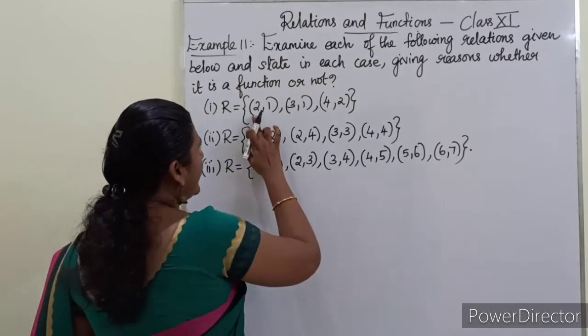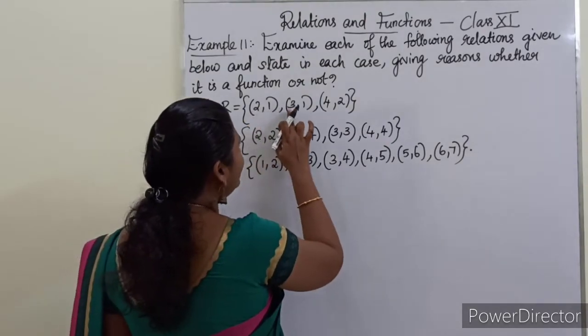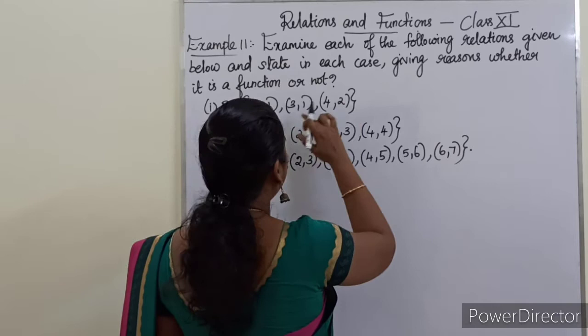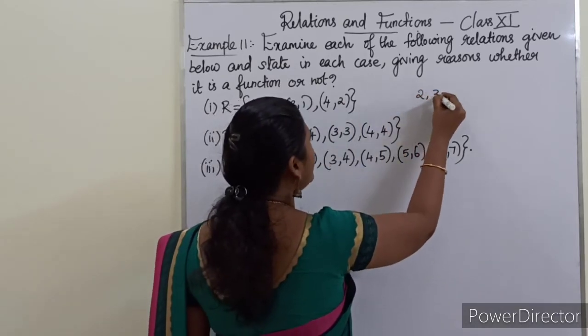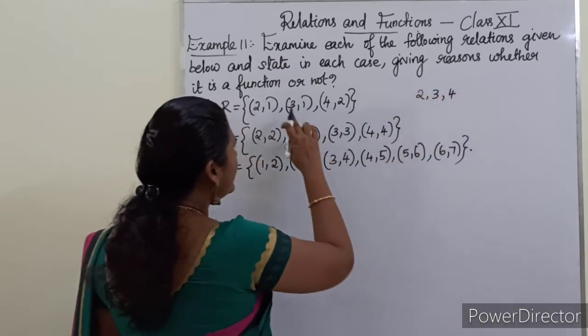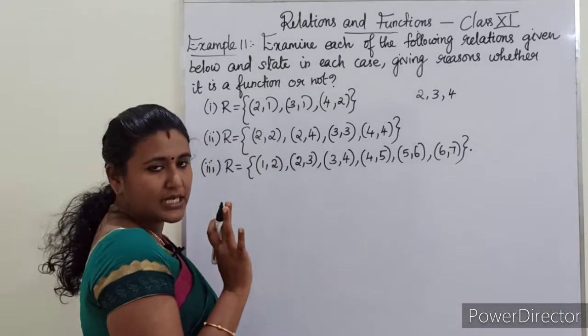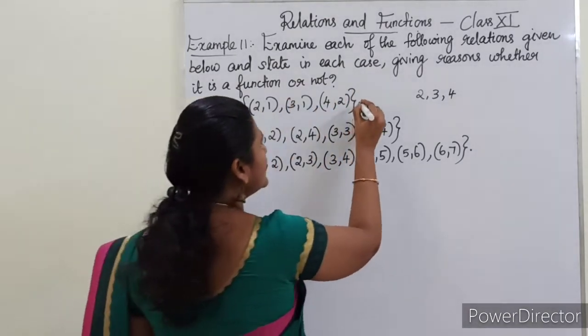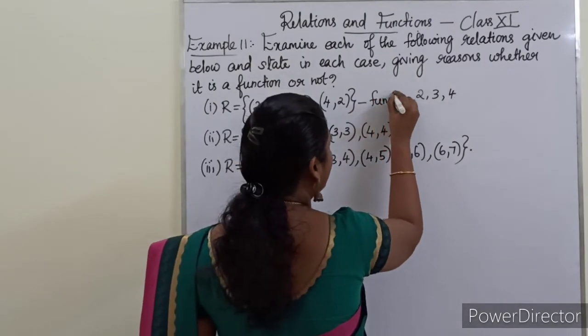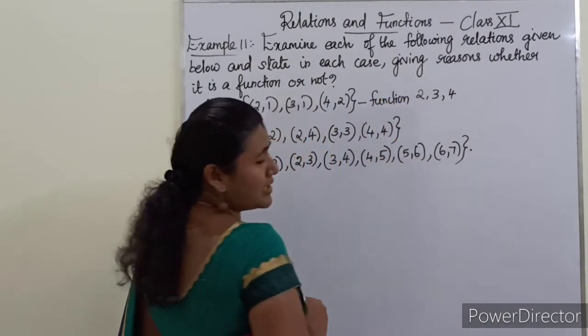Here we will check the ordered pairs (2, 1), (3, 1) and (4, 1). Here the first elements are 2, 3 and 4. So these 2, 3, 4 each have only one image, so this is a function. So the first relation is a function.